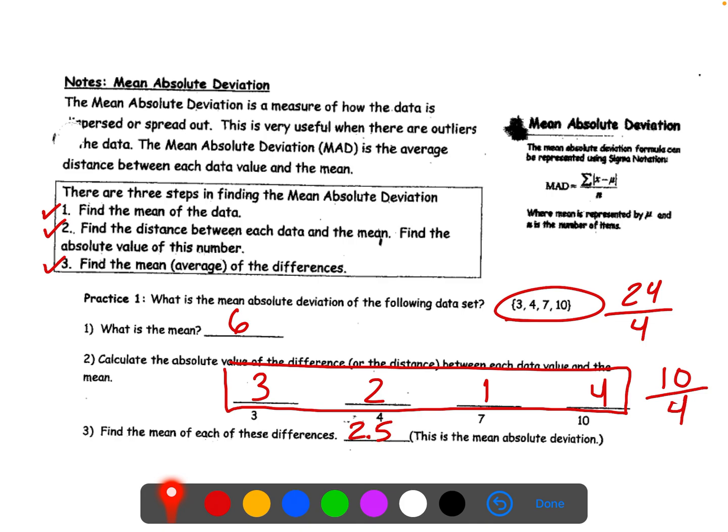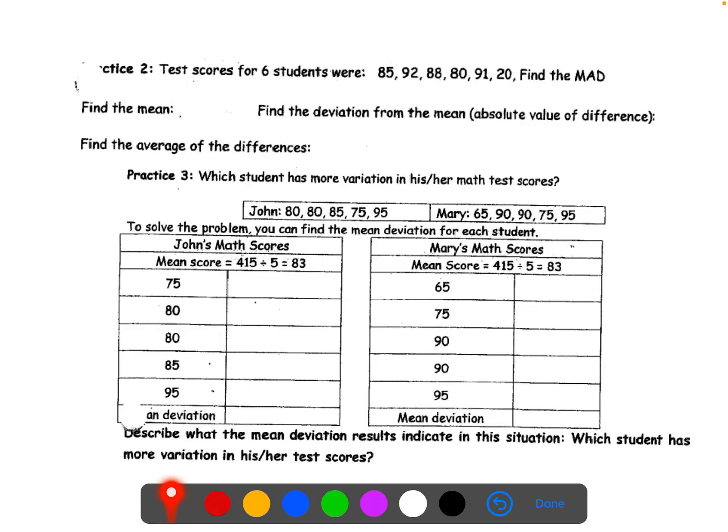So having a low mean absolute deviation is good. This is saying that on average, our numbers are spread about 2.5 above or below the mean. That's pretty good. The closer to 0 is better. The further from 0, the worse it would be, or the more spread out.